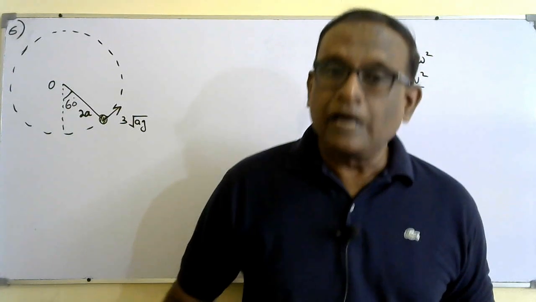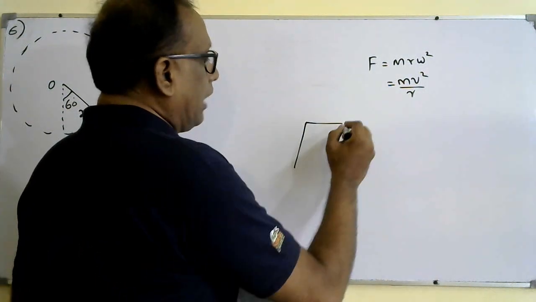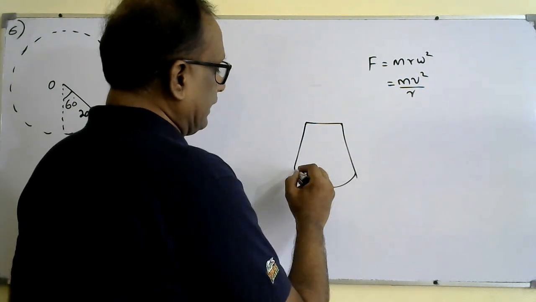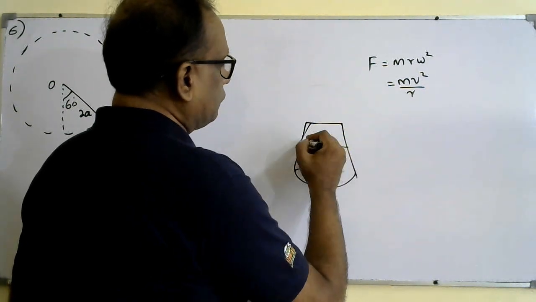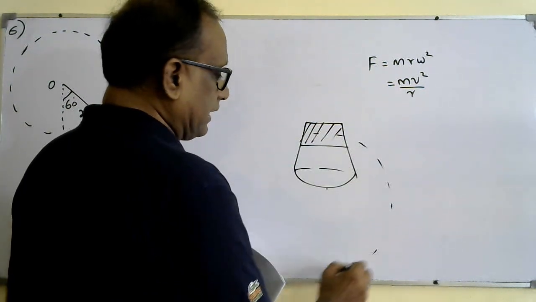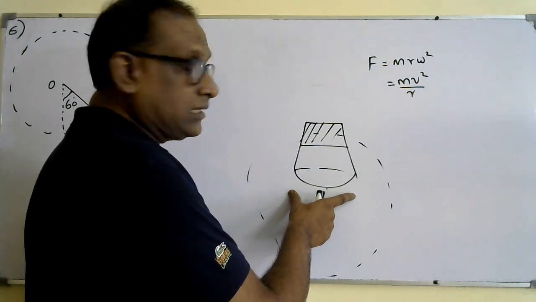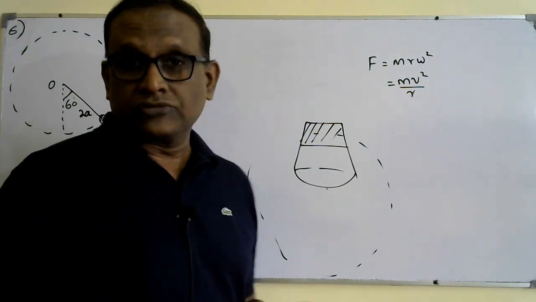In the same way, for example, you can take a small bucket filled with water and rotate the bucket in a vertical plane. This is the bucket filled with water. By holding the handle, rotate the bucket on a vertical circle. Even when the bucket becomes upside down during the motion, the water won't spill out of the bucket.